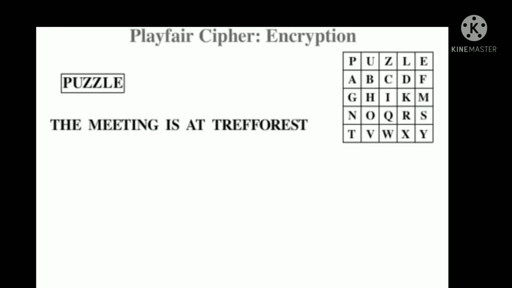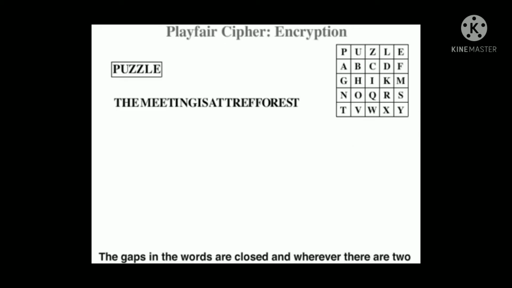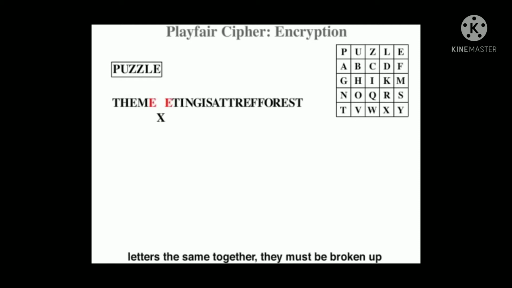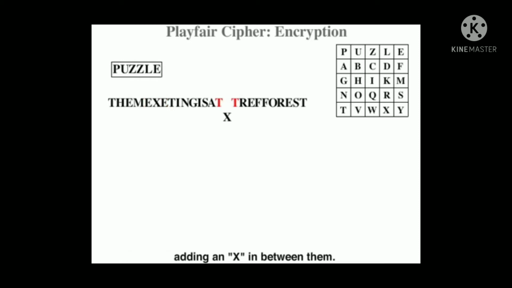Kyle wants to send Mark a message: The meeting is at 3 Forest. The gaps in the words are closed, and wherever there are two of the same letters together, they must be broken up by adding an X between them.